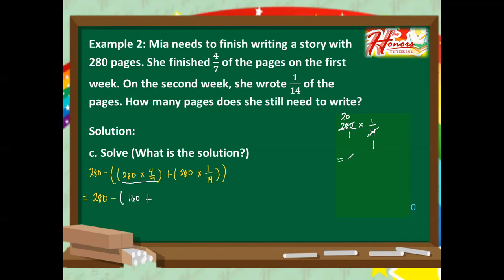So now let's use the usual method of solving fractions. Let's multiply the numerators. That is 20 times 1 over 1 times 1. 20 times 1 is 20 over 1 times 1 is 1. Change this into a whole number. 20 divided by 1 is 20. So on the second week, Mia finished writing 20 pages. So that is plus 20. Then let's continue. 160 plus 20, that's 180.